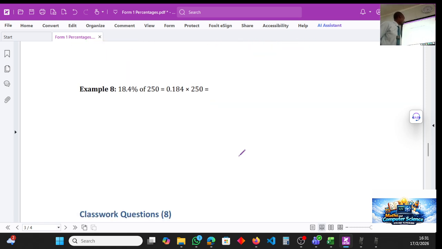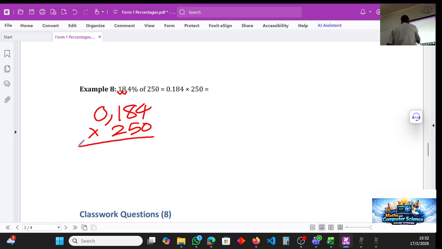Then I'm on the last problem, where I have 18.4%. Like we've seen before, our comma will move 2 steps. So that's 1, 2. In other words, this is 0.184, and I'm multiplying it by 250. So our long multiplication is needed. I start by multiplying by 200. 2 times 4, that's 8. 2 times 8, that's 16, carry 1. 2 times 1, that's 2, plus the 1, carry 3.